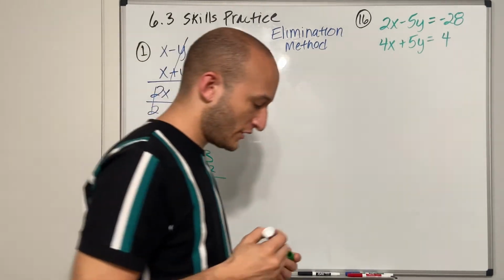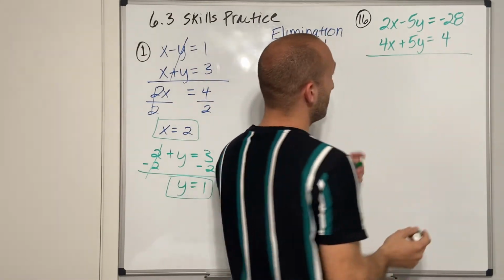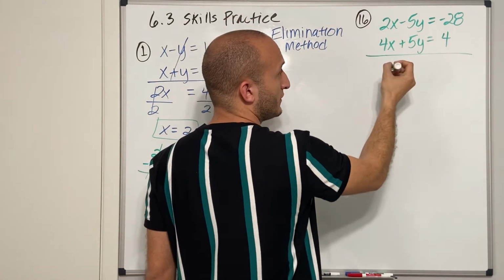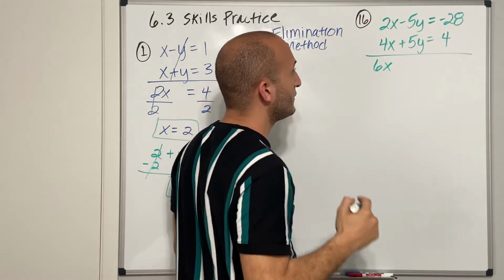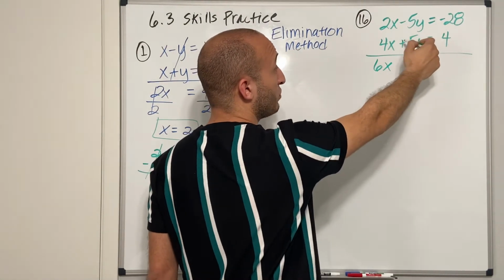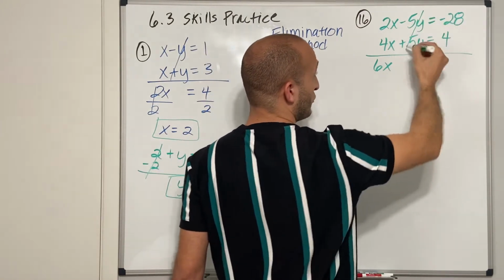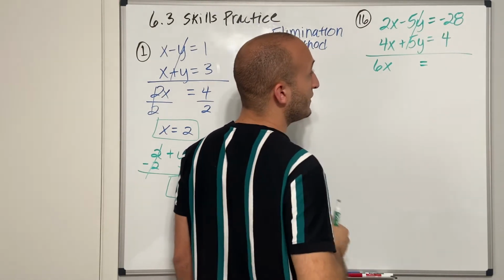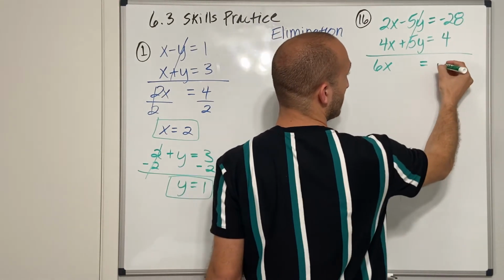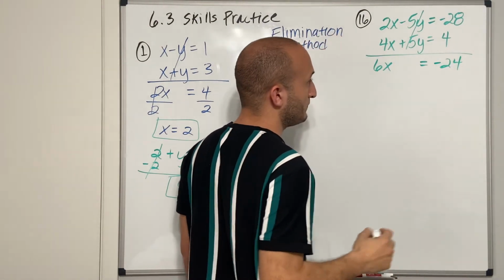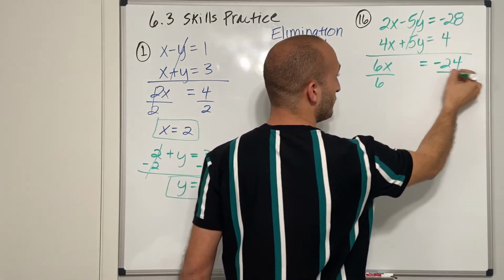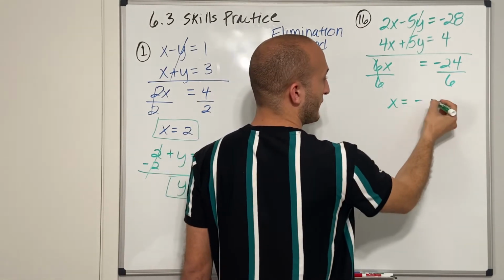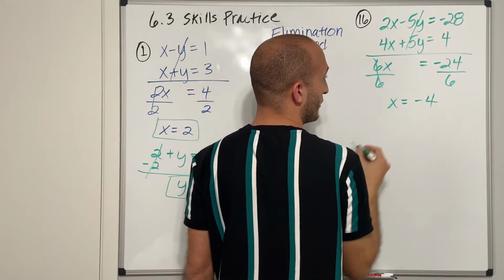Let's move on to this one. I got them lined up. I'm gonna draw this line. I'm gonna say positive 2X plus a 4X, that's 6 X's, okay? Now I have a negative 5Y plus a 5Y. This is the variable that cancels, okay? Equals a negative 28 plus a 4, that is negative 24. I'm gonna divide by 6 to both sides so that I can have X by itself. That is equal to a negative 4.